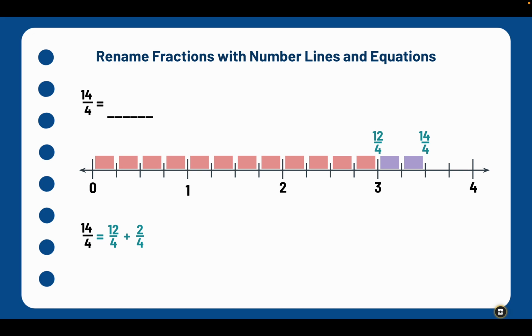Thinking about 14/4 as 3 2/4 can help you locate 14/4 on a number line more easily. Instead of counting to 14/4, we can get right to the 3 whole and then count 2 more fourths. So 14/4 rewritten as a mixed number is 3 2/4.